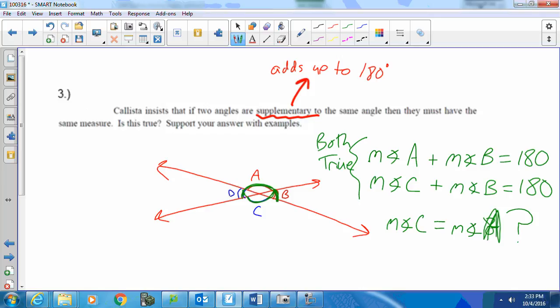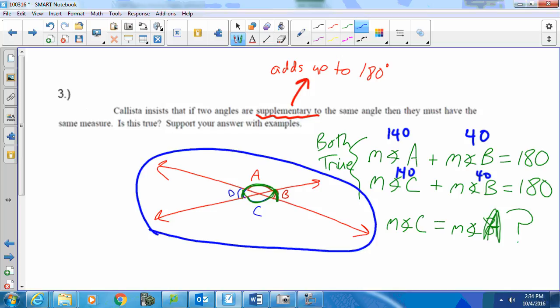Well, if you think about it, we don't know what B is. We don't have numerical values to deal with here. But if you plug in any value for B, so let's just say B was 40, what would A have to be? Well, it would have to be 140. If B was 40 here, it would have to be 40 here, which would mean C would have to be 140. It doesn't matter what you plug in for B. Based on this diagram, A and C have to be the same.